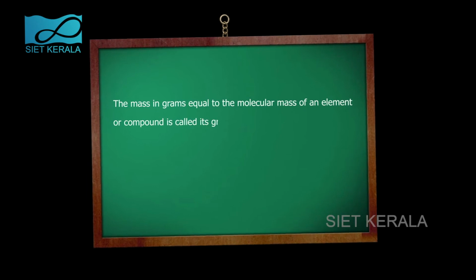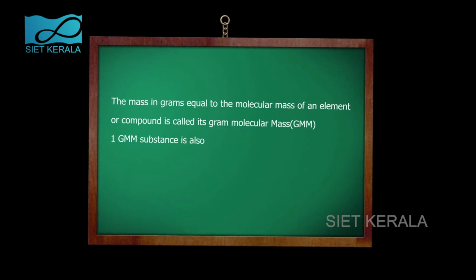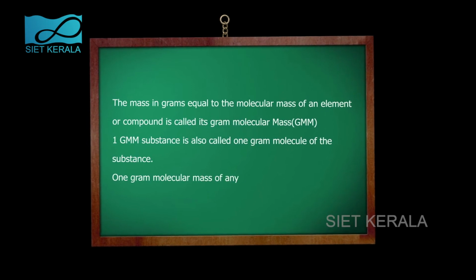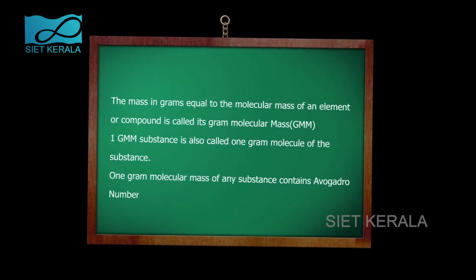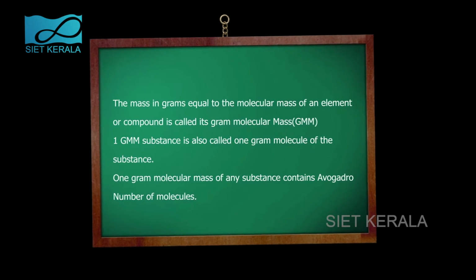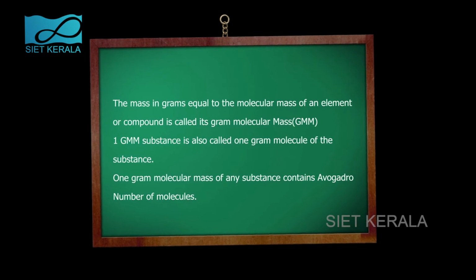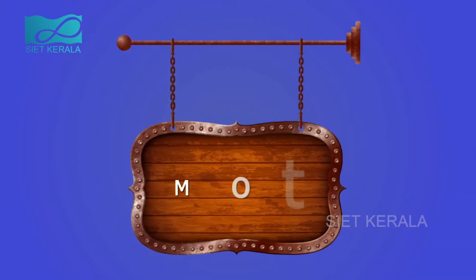If we take 1 GAM or GMM of any substance, the number of particles present in that substance is always equal to Avogadro number. This signifies the importance of Avogadro number in chemistry. Mole concept.